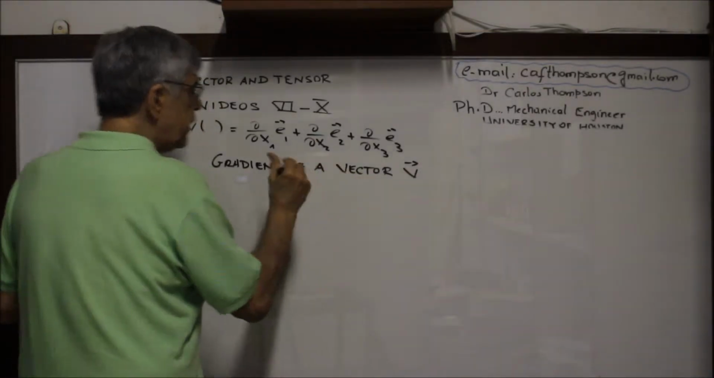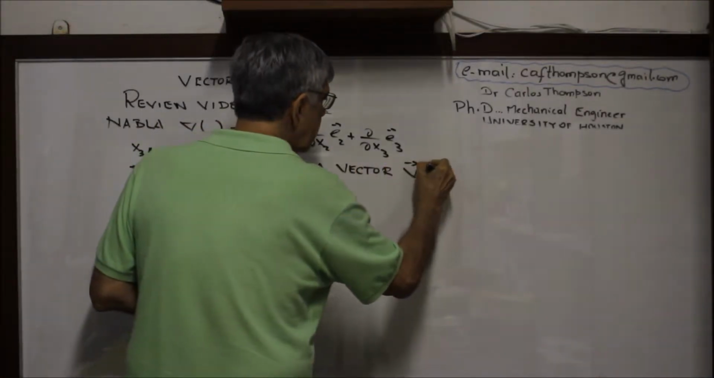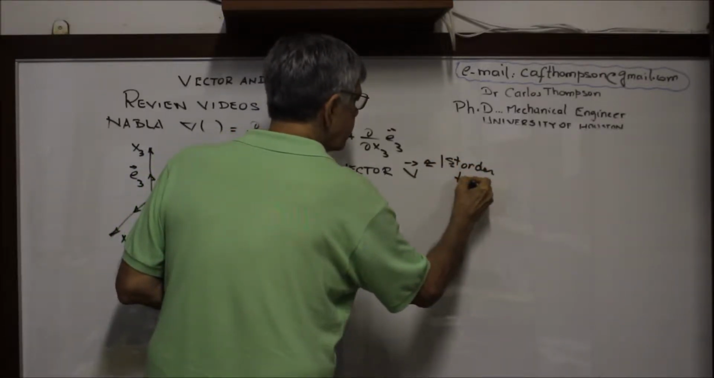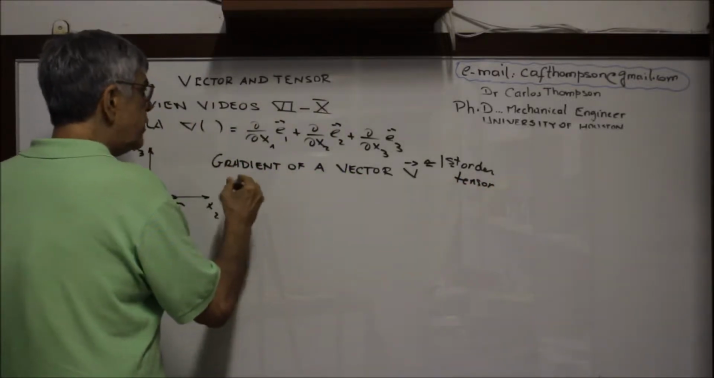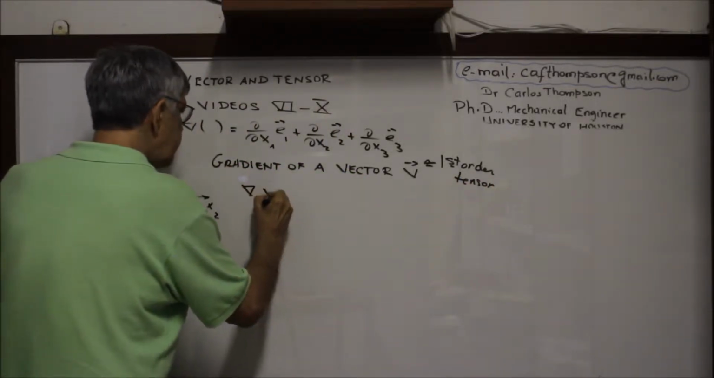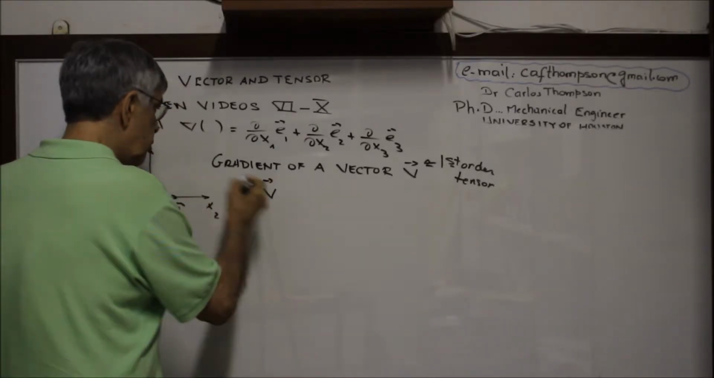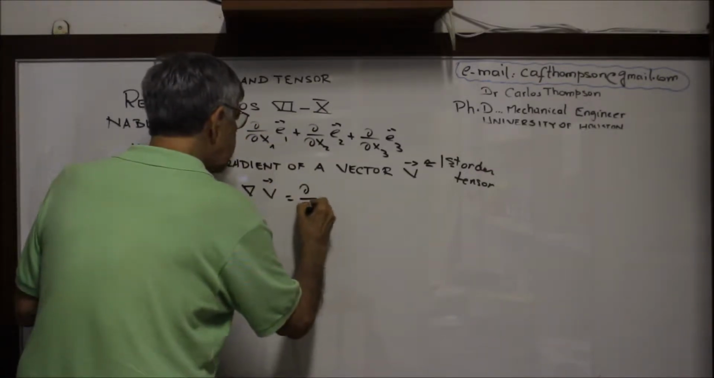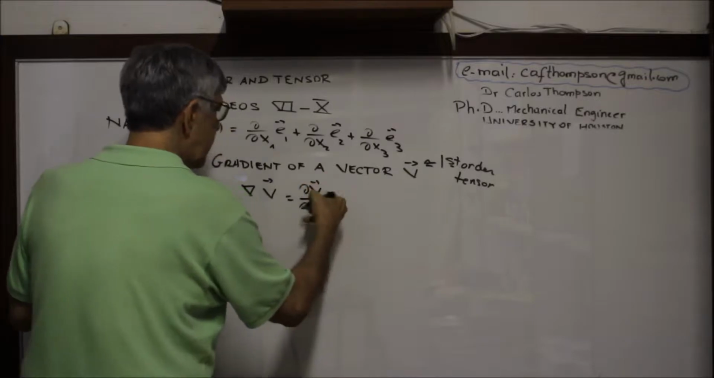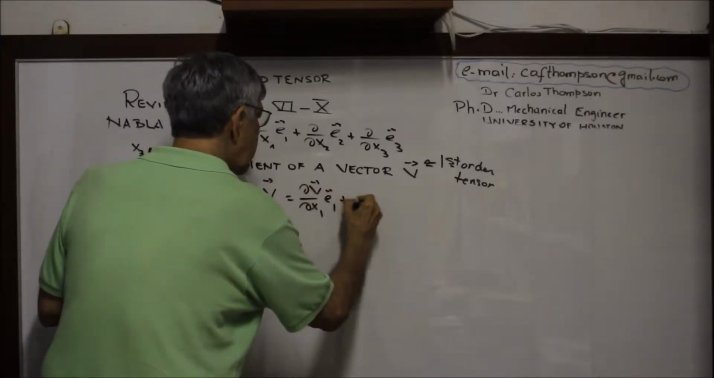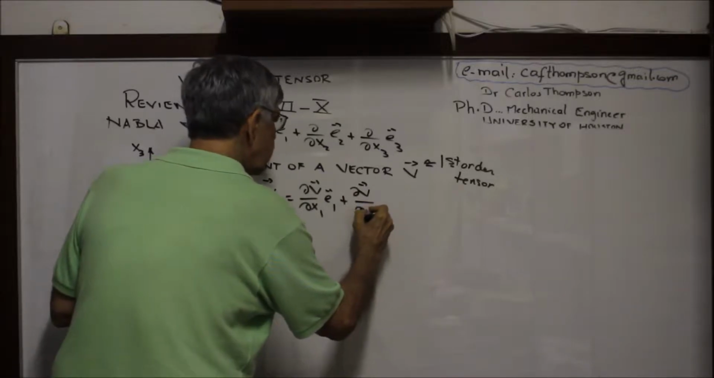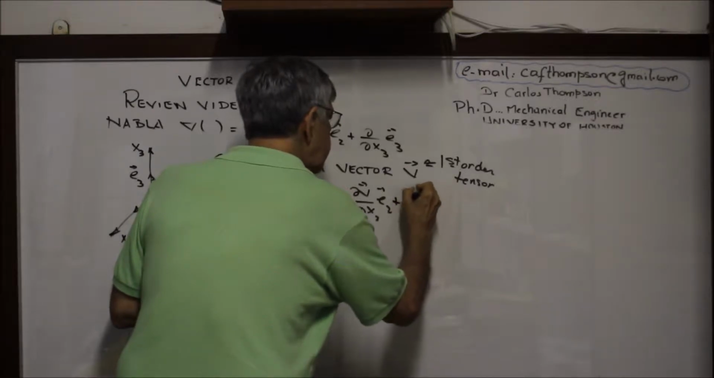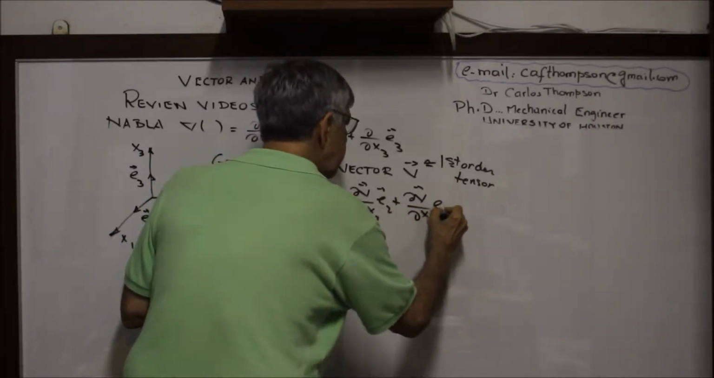Gradient of a vector v. Vector v is a first order tensor. Gradient of v, this will be, you see here, partial with respect to x1 of v, a vector, e1, plus partial of v with respect to x2, e2, plus partial of v with respect to x3, e3.